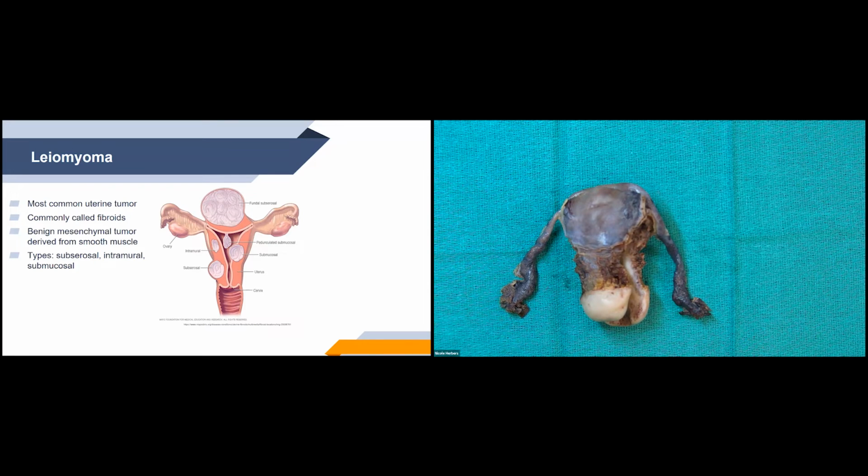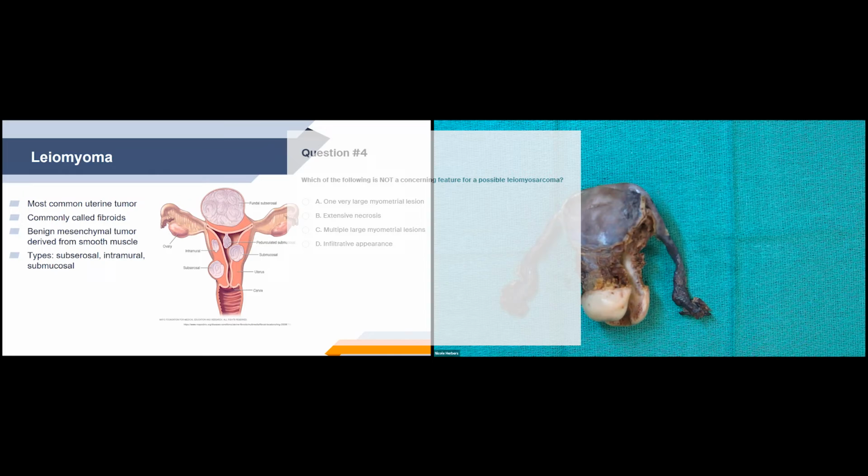So before we talk about the gross features for a leiomyoma, it's also important to know the differences in gross features from a benign leiomyoma versus a leiomyosarcoma, which is a rare malignant smooth muscle tumor of the uterus. So I'll put up our next polling question here. So which of the following is not a concerning feature for a possible leiomyosarcoma?